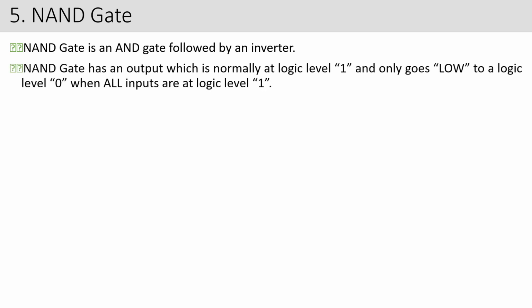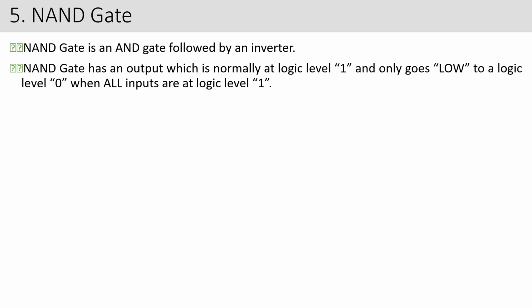Next is your NAND gate. The N stands for NOT and AND stands for the AND gate. So NAND gate means an AND gate followed by an inverter. The NAND gate has an output which is normally at logic level 1, but it will go low to a logic level 0 when all the inputs are at logic level 1.